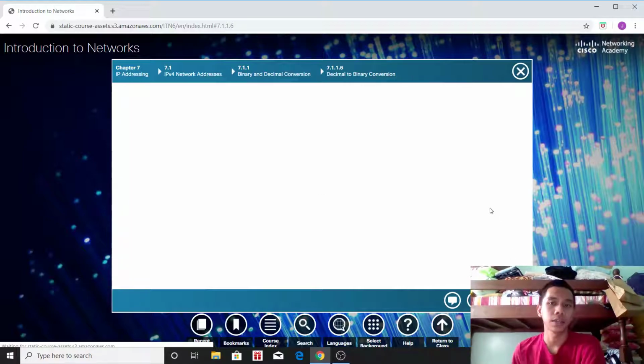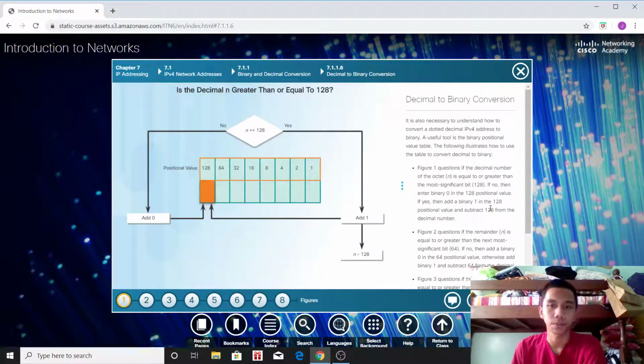Decimal to binary conversion. It is also necessary to understand how to convert a dotted decimal IPv4 address to binary. A useful tool is a binary positional value table. The following illustrates how to use the table to convert decimal to binary. So this is the formula.